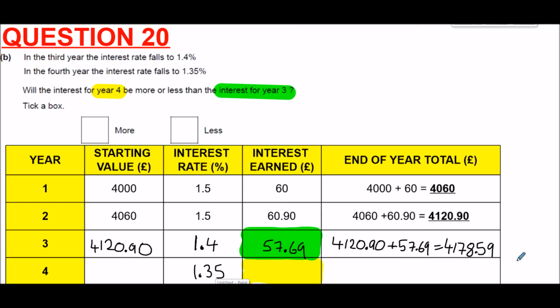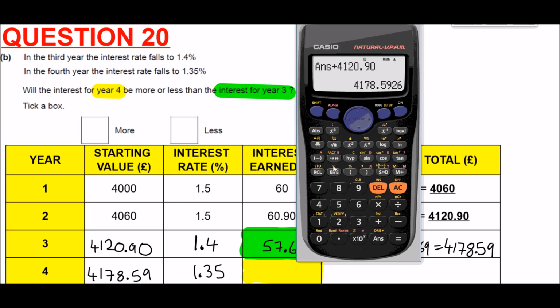Now for year 4, the starting value at the beginning of year 4 will be the end value for year 3. So same procedure. It's not necessarily hard, it's just time consuming, but taking your time and getting the marks is probably better than rushing and not getting them. So it's worth doing. So this time for year 4, the percentage has fallen again to 1.35%.